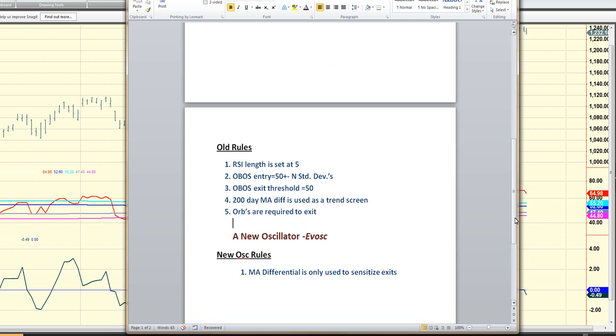Now in the last video, we found a system using RSI with a look-back of 5, which when it was screened for 200-day moving average differentials, we were relatively happy with the outcome. The solution looked attractive. Opening range breakouts were used to get an exit. Now I'm going to introduce a new oscillator, which will take trend into account, and we'll see if we can improve on what we've already done.